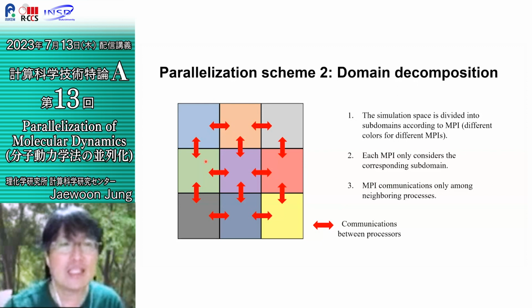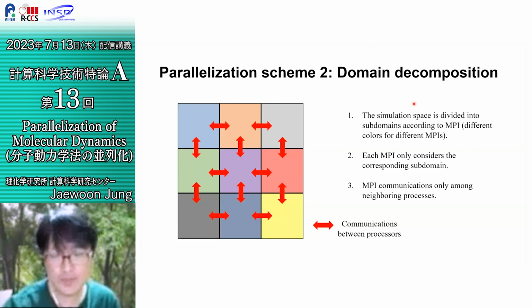So by doing this, we can greatly reduce the communication cost. And another good thing is that each processor has data only for this region. So the memory usage is also reduced by making use of this scheme.